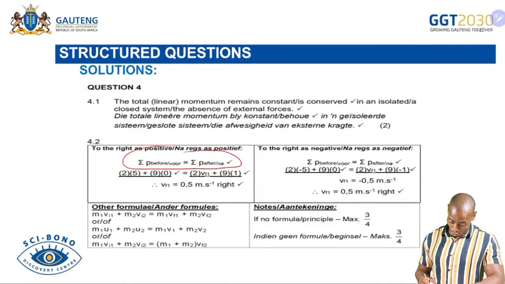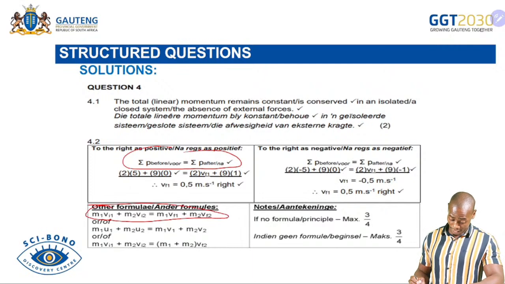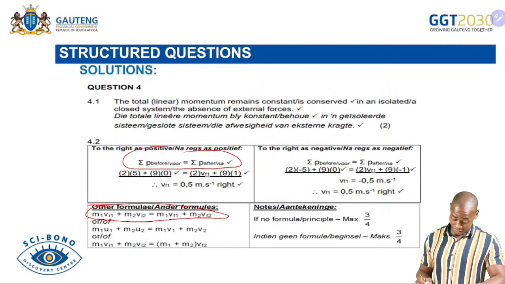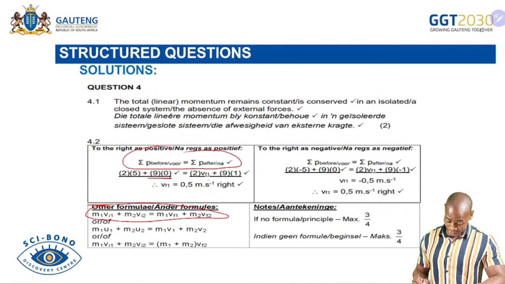All right, or you can write it like this: m1v1 plus m2v2 equals m1vf1 plus m2vf2. So what is the initial velocity? The mass is 2 for the wooden block. The initial velocity is positive 5 because we took right as positive. Initially, 9 times 0 for the crate. Why 9 times 0? Initially, the crate is stationary, right? Final is 2 for the wooden block. Then we're looking for the final velocity of it.